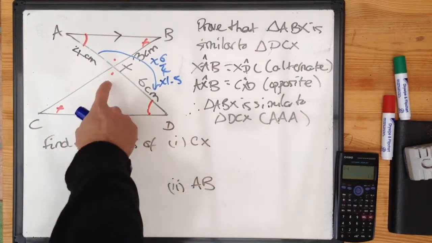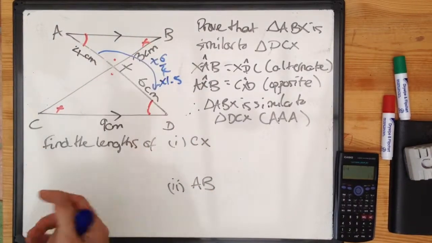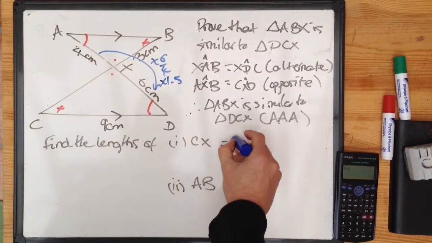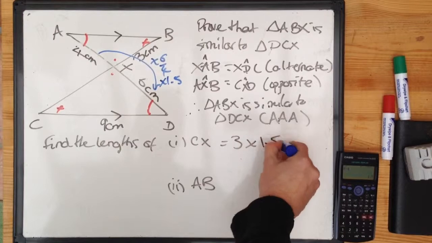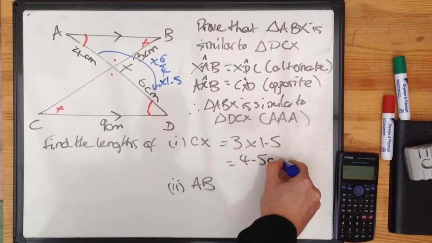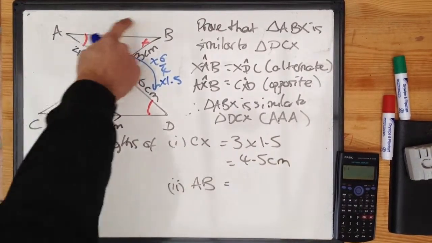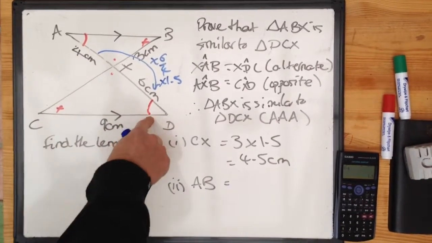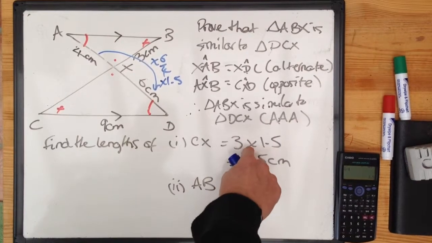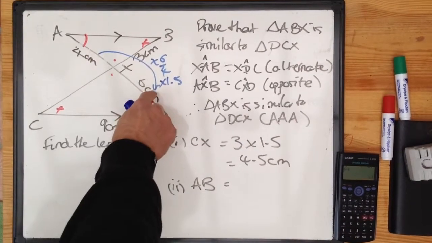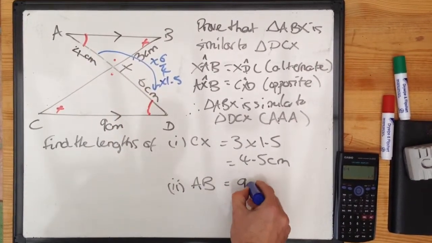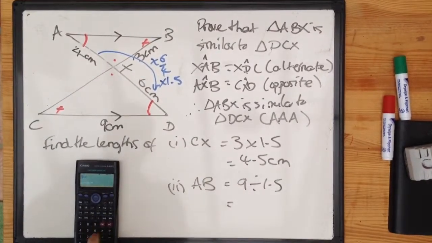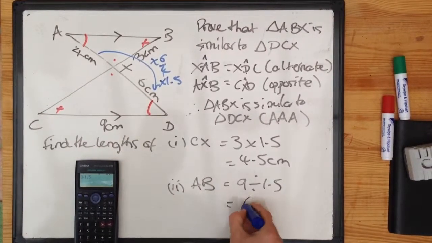So if I want to find the length of CX, well, it corresponds to XB, so it's going to be 3, and because it's getting bigger, times by the scale factor. So 3 times by 1.5, which is 4.5 centimetres. If I want AB, well, AB corresponds to CD, so I'm going to use this 9 centimetres. But as we're going from big to small, rather than multiplying by the scale factor, when I go from small to big, I divide. So do 9 divided by 1.5, which is equal to, if you can't do that in your head, 6 centimetres.